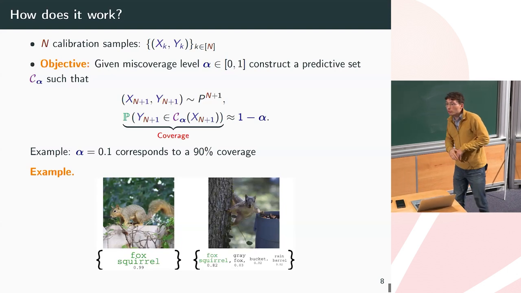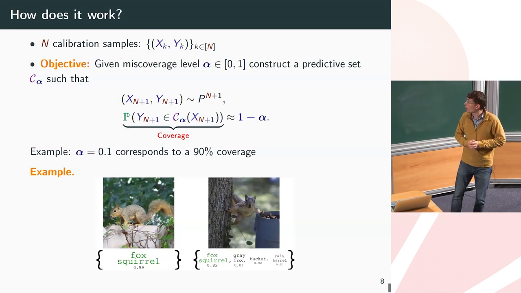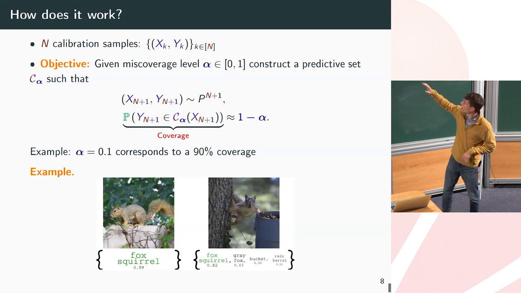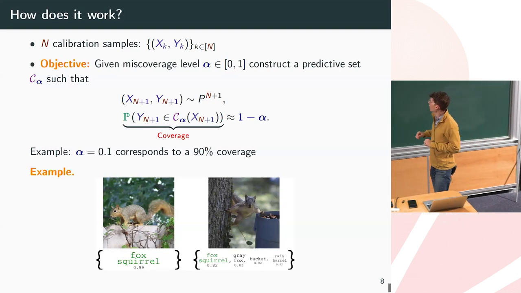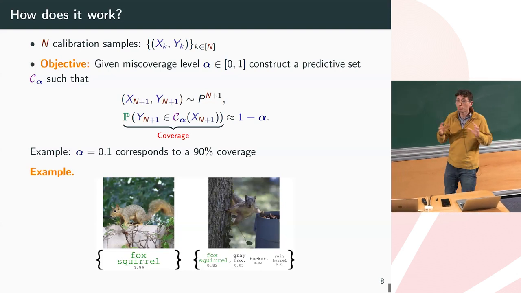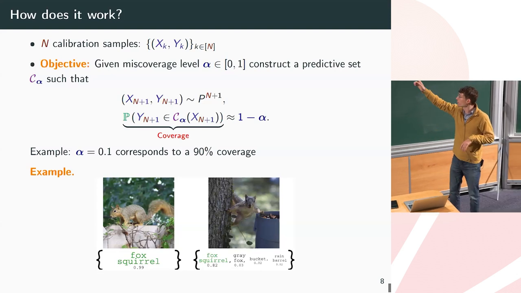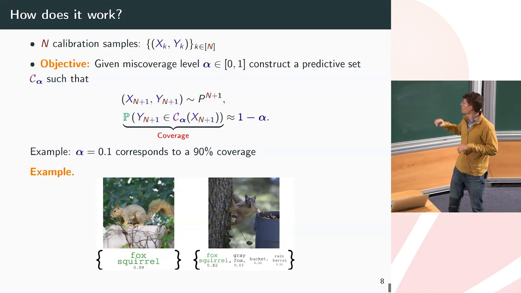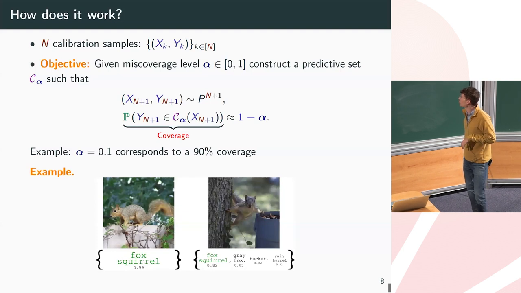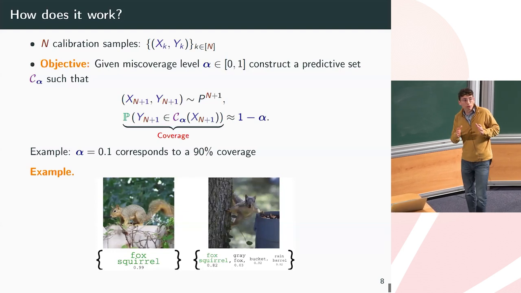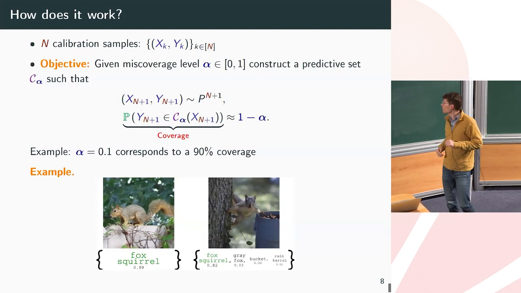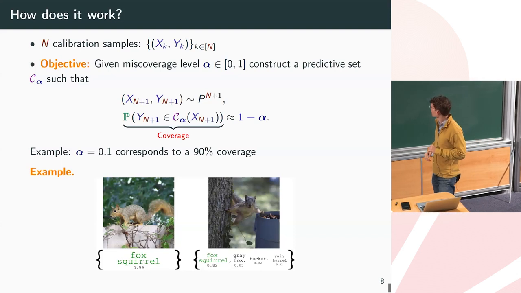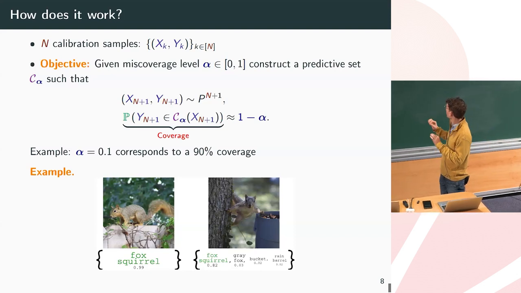And there are also some practical constraints. Because, for example, if the image is really easy and clear, you want the prediction set to be very small. So here we can see that it's a fox squirrel. So we have just one label. And if the image is more difficult to label, then you want to include more possibilities in your prediction set. And here is the case because it's a little bit dark.